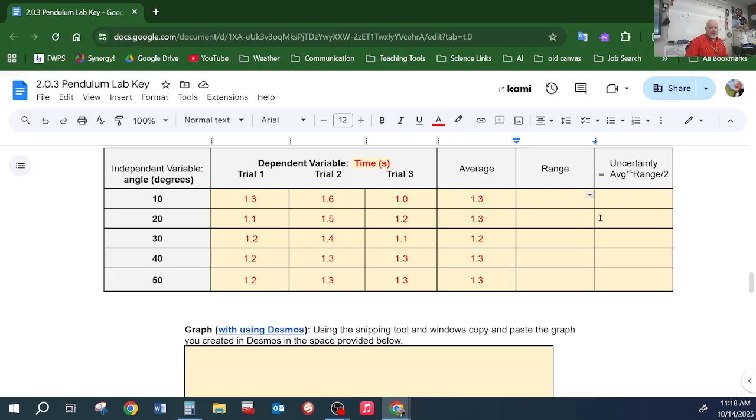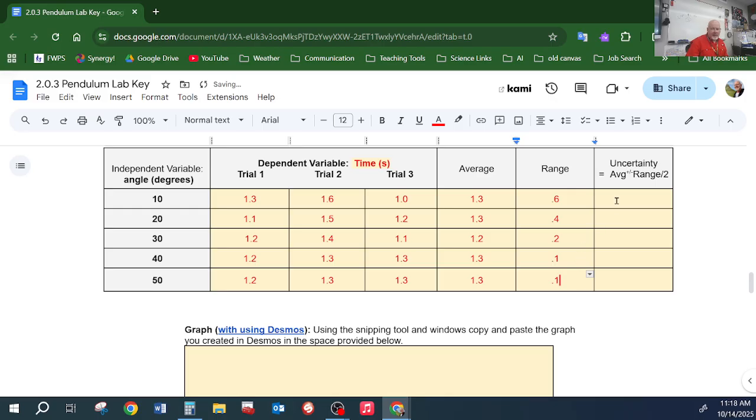All right, so for the next part, you're going to put the range. We look at the highest number, which would be 1.6, and the lowest number will be 1.0. So that's going to be 0.6. Your largest number minus your smallest number is going to be your range. In this case, 1.5 is the largest number, 1.1 is the smallest number. That's going to be 0.4. The next one, 1.4 would be your largest, 1.1 would be the smallest, so 0.2 . 1.3 is the largest, 1.2 is the smallest, so this one's going to be 0.1. And 1.3 is the largest, 1.2 is the smallest, so 0.1.